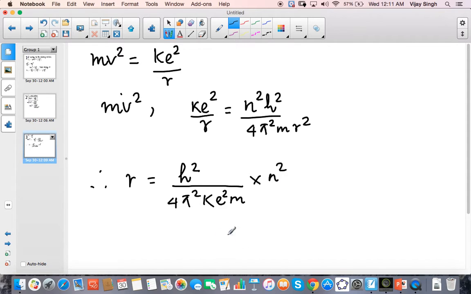Now we have got an expression for r, so we could sub in the numbers and get the actual value for r. Here h is Planck's constant, so I would write 6.626, and you could get these numbers from the data booklet, multiplied by 10 raised to the power negative 34. I could put the brackets here, and this is squared, and then I divide this.